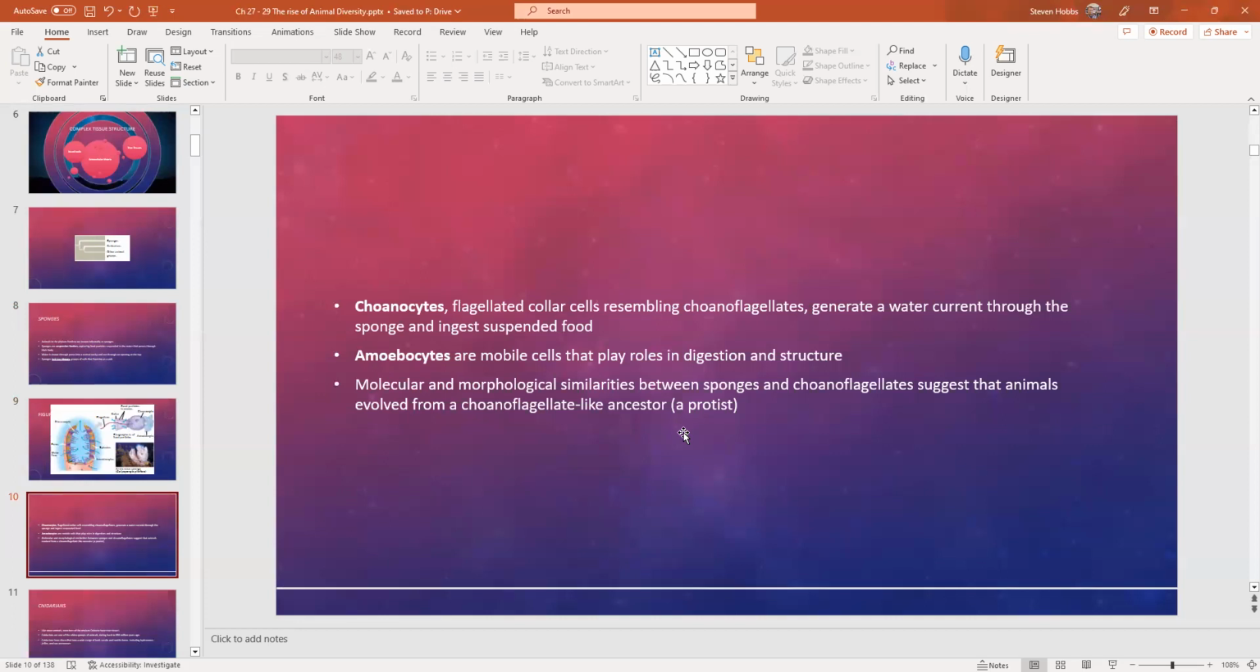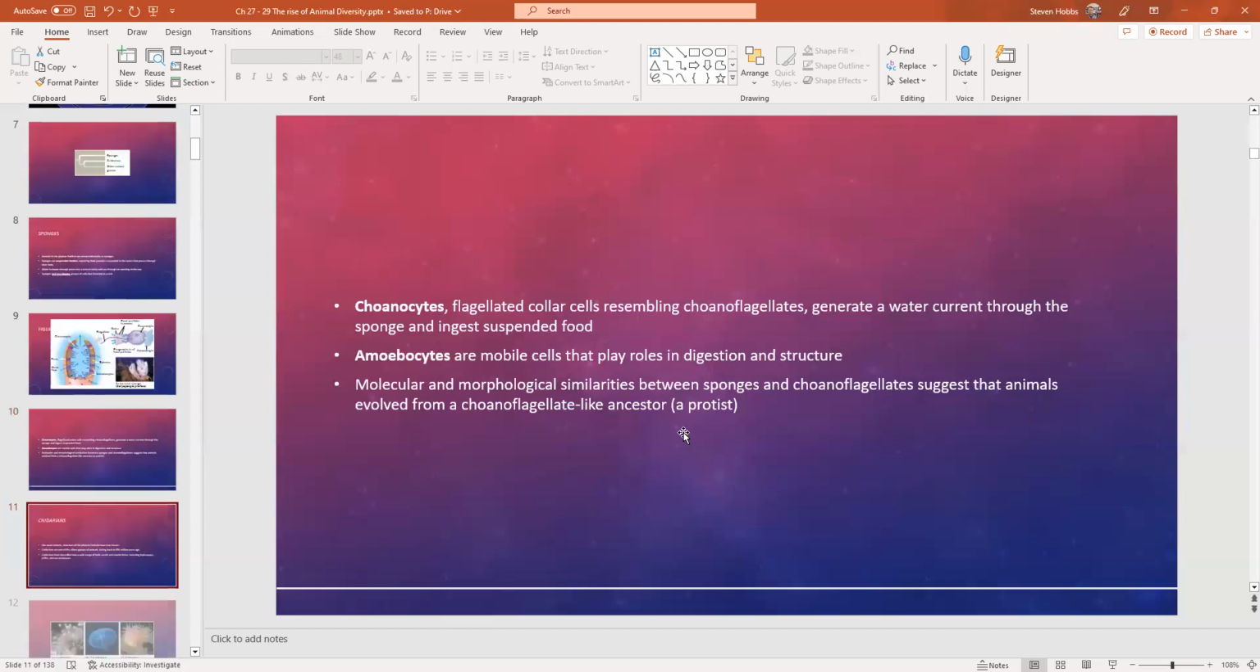So the choanoflagellates are those flagellated collar cells. They resemble the choanoflagellates. They generate that water flow, and the water flow is going to allow the ingestion of that suspended food, any of the nutrients that are floating around in the water. The amoebocytes, those are these mobile cells that will then play a role in digestion and structure. They allow for anchoring, kind of like a glue, if you will. And then molecular and morphological similarities between sponges and choanoflagellates suggest that animals evolved from a choanoflagellate-like ancestor. And I'll show you one of those later.